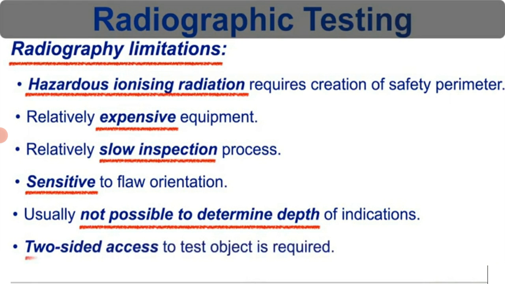Then this technique also has some limitations. First, hazardous ionizing radiation requires creation of safety parameters. Second, this method needs relatively expensive equipment. Next, it is a slow inspection process, sensitive to flaw orientation, not possible to determine depth of indications, and two-sided access to the test object is required.